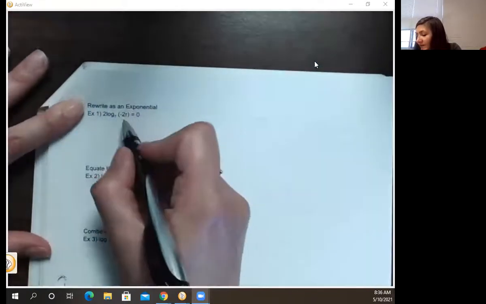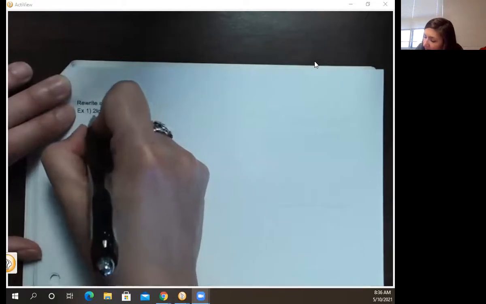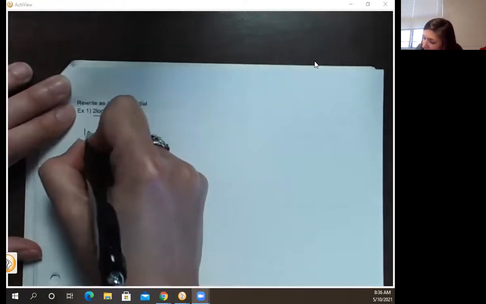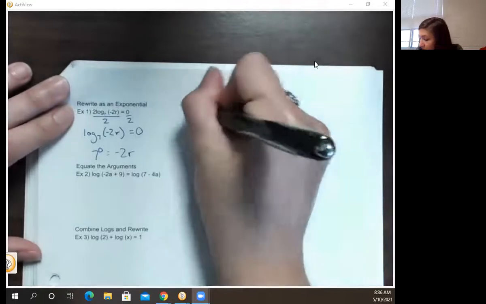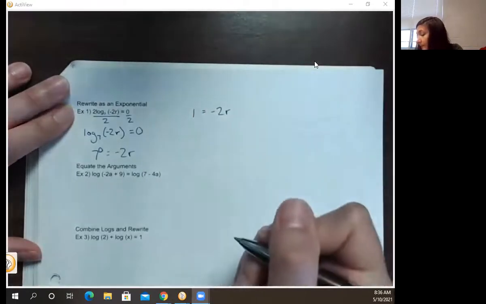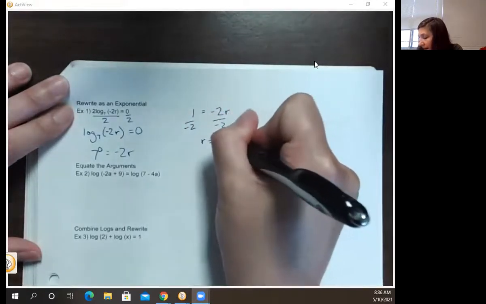On page 61, since I only have a single log here, I'm going to solve this by rewriting it in exponential form. Now, before I rewrite it, I want to get the log by itself. So I'm going to go ahead and divide this 2 to the other side. So I have log base 7 of negative 2r equals 0 divided by 2 is 0. So this would be 7 to the 0 power equals negative 2r. Anything to the 0 power, including 7 to the 0 power, is just 1. So I get 1 equals negative 2r. Now divide both sides by negative 2 to get r by itself. And we get r to be negative 1/2.